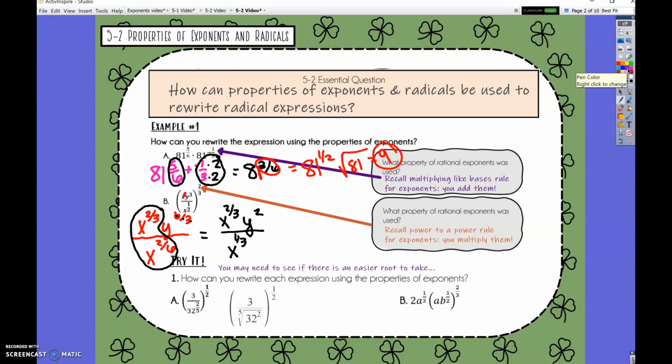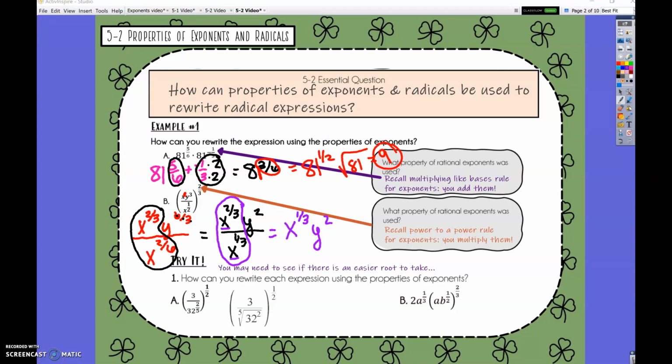And now I'm using my division rule. Basically, every rule of exponents is being used here to reduce our x's. When I'm dividing like bases, I want to subtract their exponents. So 2/3 take away 1/3 would be 1/3. And my final answer is there.